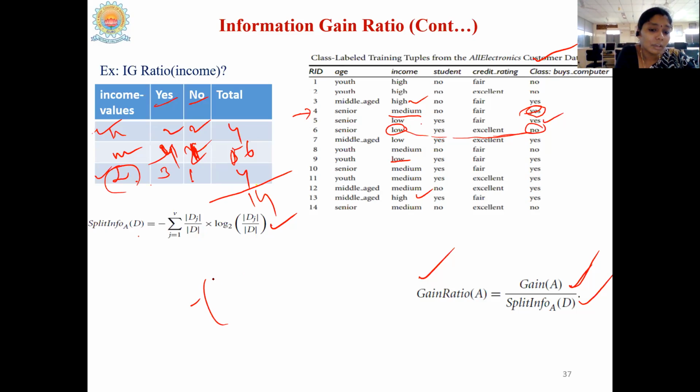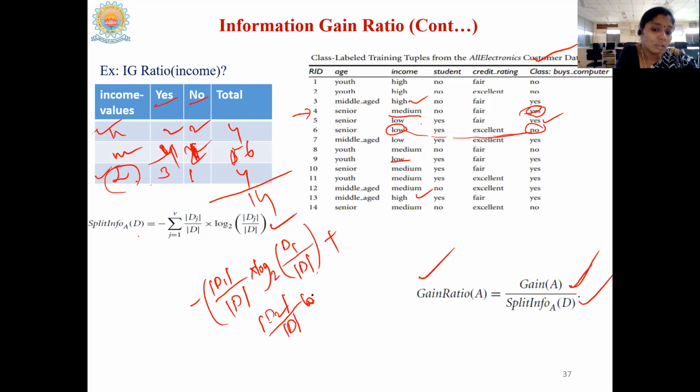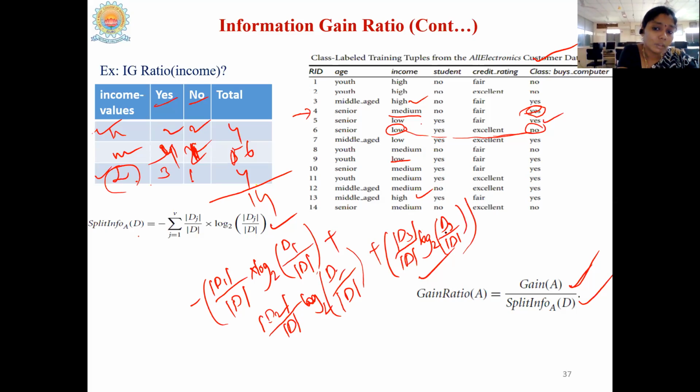So, minus of D1 partition length over length of D into log 2 of D1 partition length over length of D. Similarly, D2 partition length over length of D into log 2 of D2 partition length over length of D. And similarly, we are having D3 partition length over length of D into log 2 of D3 partition length over length of D. So this is for the entire thing. So just substitute this.